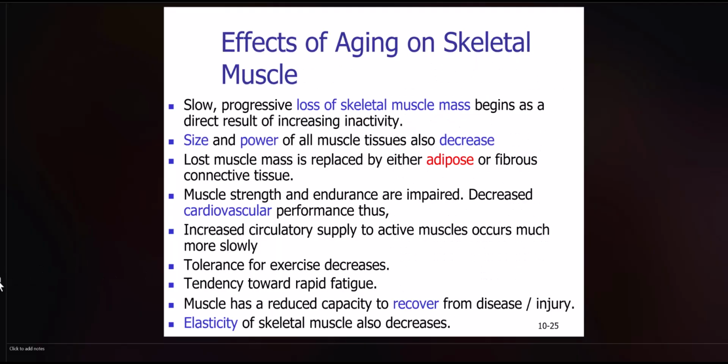What do we have to look forward to as we get older? Our skeletal muscle mass will become less. Our muscles will undergo atrophy. We will lose power and size of our muscles. Now, of course, we can slow down this process by continuing to exercise, but over time, a lot of our muscle mass will be replaced by adipose. We become a little bit flabbier with age, and also with some fibrous connective tissue.